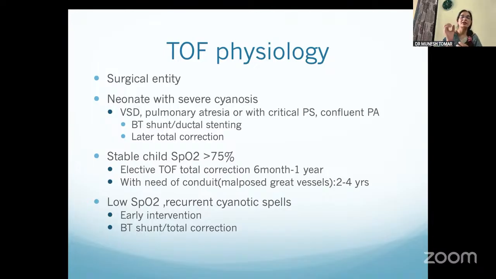When there is a need for a conduit, like there are so many entities in the TOF physiology, like transposition of great vessels, or pulmonary atresia, you need to put an artificial tube to connect the RV to the pulmonary artery. Then we try to delay the intervention to 2 to 4 years of age, because this conduit becomes smaller with age. So just to reduce the number of interventions, we try to get more time in these patients. If the child is sick, with recurrent cyanotic spells, low saturation, you need to go for early intervention, whether it is surgery, total correction, or BT shunt. All depends on what type of anatomy it is, but it is a surgical entity.